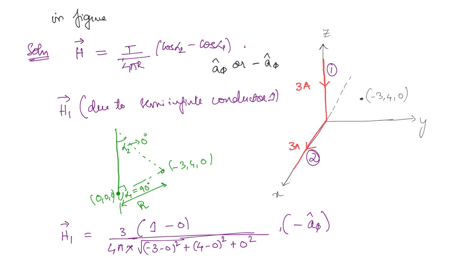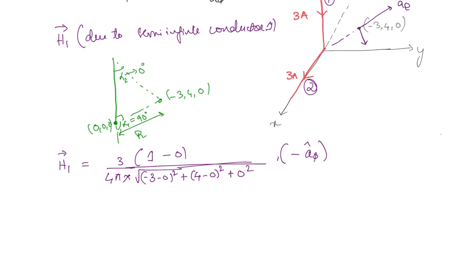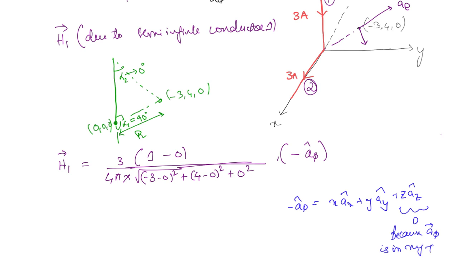So how do we do that? If you can see here, this direction is a rho cap, and this is the direction that we got. So this minus a phi cap we will take as some x cap component, some y cap component, and some z cap component. The z component is anyway 0 because it is lying in the xy plane.